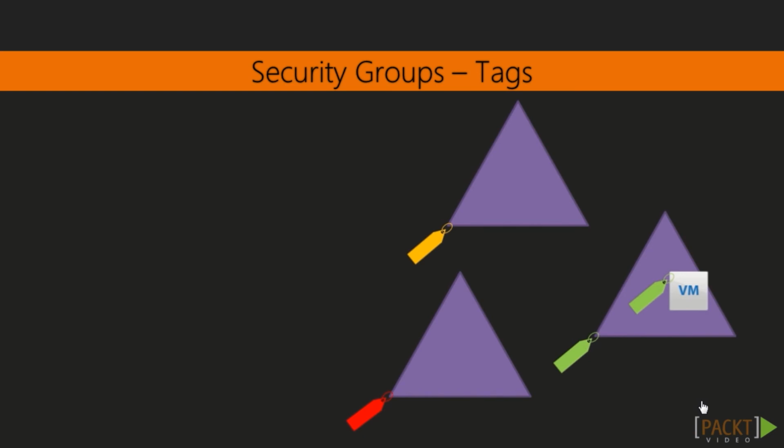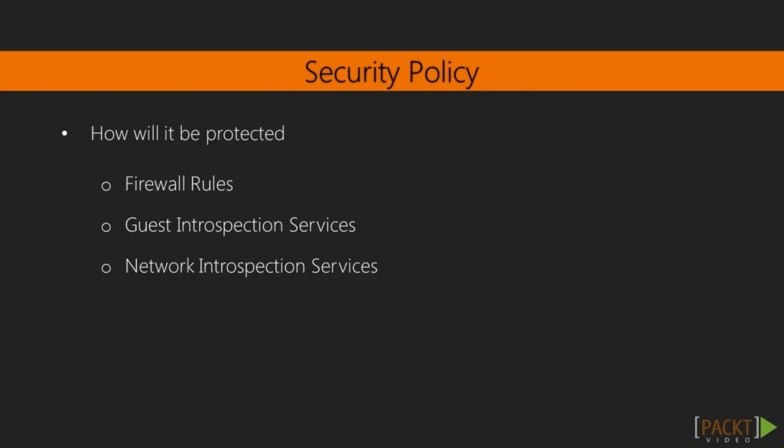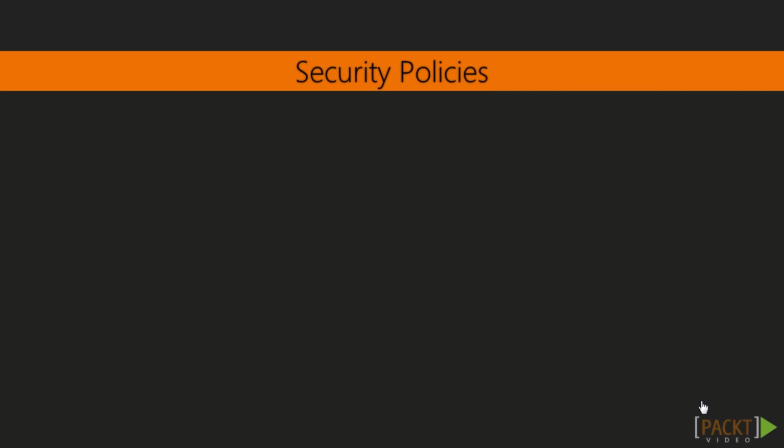So we have defined security groups, and we did 2 examples of how virtual machines can be members of a security group dynamically. But on the other hand, we need a security policy. As we've already mentioned, the security group defines who is going to be protected. On the other hand, the security policy defines how it will be protected. And the security policy contains firewall rules, guest introspection services, and network introspection services. You can use just one of these 3 per security policy, or a combination, or all 3. So everything is possible.